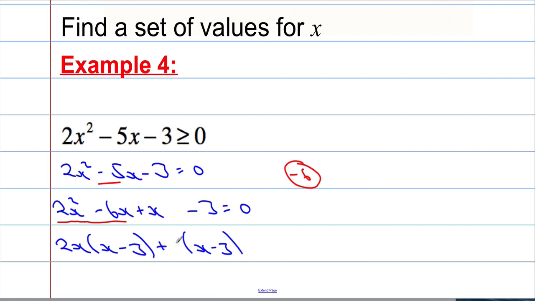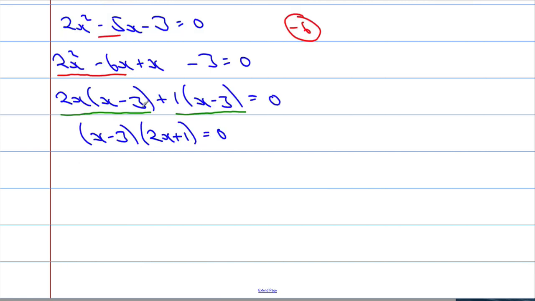And that's actually one lot of x subtract 3. That's equal to 0. What's common to both? What's common to this and this? Well, x subtract 3 is, so I can factor that out. So we get x subtract 3, and what's left? 2x plus the 1. And hence it's been factorised. Now you might have a different way of factorising it, that's fine, use whichever method you're comfortable with.